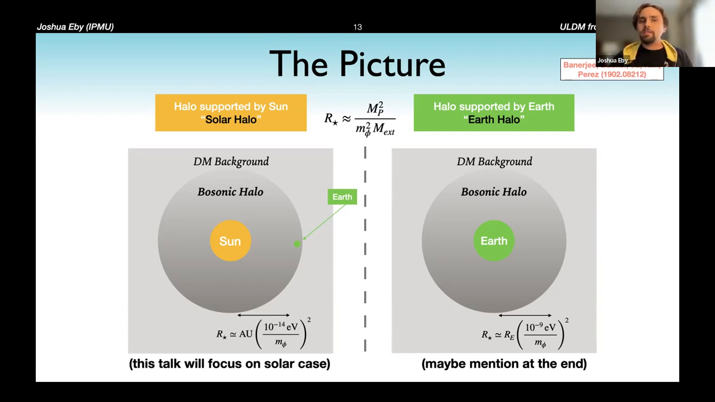Most of this talk will be about the first case, about a solar halo where more work has been done. But if there's some time at the end, I'll mention the Earth halo and what the challenges are there. Challenges and promises, yeah.